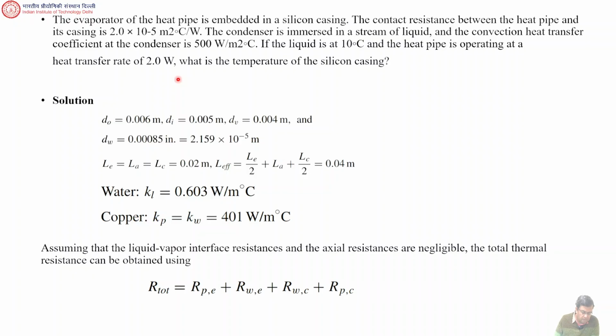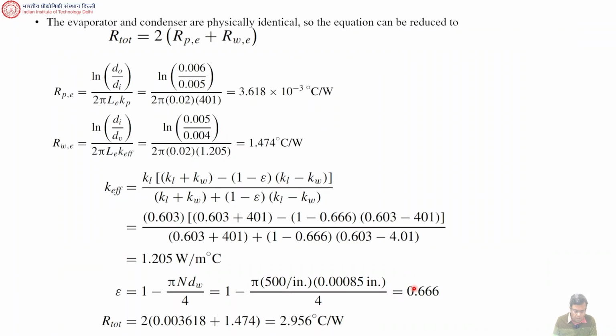So there's not much information given on the silicon casing, but apparently you're trying to transfer some heat. Okay? So these things are all given. These are the diameters. This is the wire diameter. Wire diameter corresponds to the mesh in the wick, the screen in the wick. Okay, and this is water thermal conductivity, this is copper thermal conductivity. And this is our total expression. We know this, and our total can also be written like this.